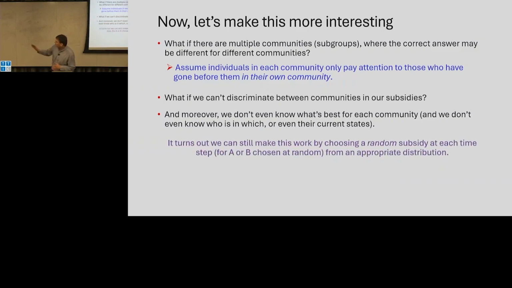So it turns out we can still make this work by choosing a random subsidy at each time step from an appropriate distribution, either in favor of A or B. So we might subsidize A. Maybe A is go to college, B is go to trade school. Sometimes you subsidize A, sometimes you subsidize B. Okay, I am going to assume that our time scale is such that people aren't just going to wait around for a sale. It's not like, oh, maybe tomorrow there'll be a big subsidy, let me refresh the web page every day until I get a lot of money. Imagine it's a time scale where things change year by year or something like that, so you have to make your decision.